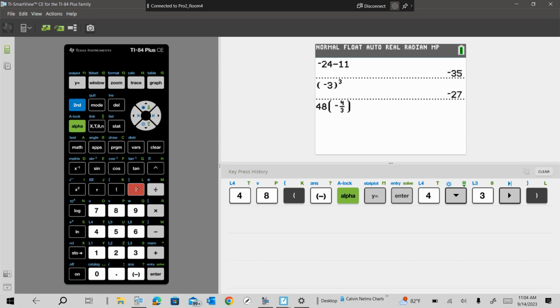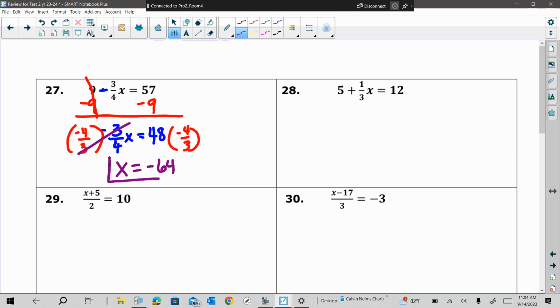Is it fun if you do it this way? Yeah, you can do it that way too. So you can do the fraction first, and then times 48. Okay. So we had negative 64. All right.